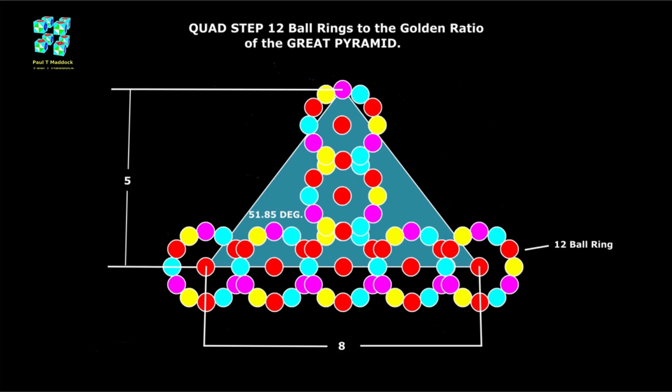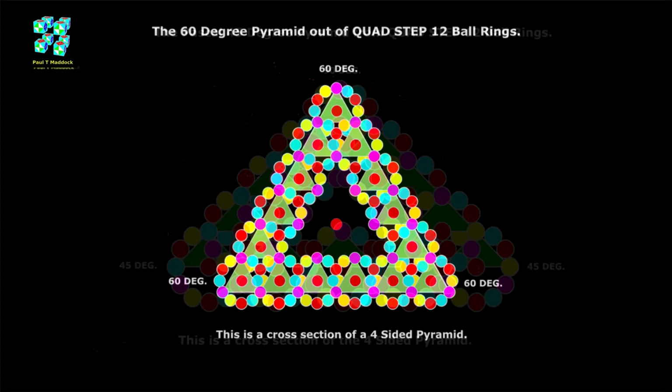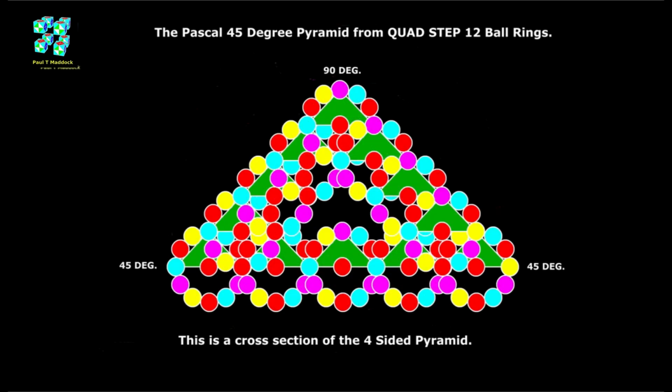I can also use the 12-ball rings to make the 60-degree pyramid. Let's take a look. I managed to do this by showing the triangles in each of the rings, and they all go together to form the big pyramid. There's a third pyramid that I can build as well with the 12-ball rings, and this one's the Pascal 45-degree pyramid. And on this one, the green triangles, 45, 45 and 90-degree triangles, can form the larger pyramid, no problem. This can go on to infinity.